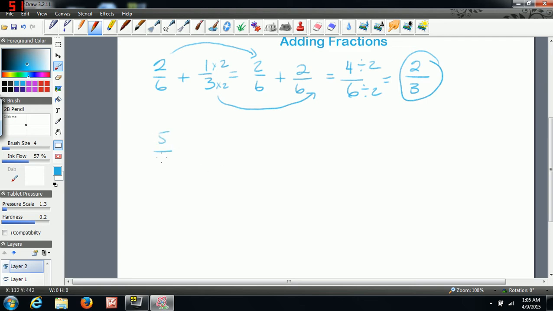What if we had 5 over 4 plus 3 over 9? Now in this case, neither of these numbers are multiples of each other, so I have to find the lowest common multiple of these two numbers. So for 4, I list some multiples first. So I do 4 times 1, which is 4, 4 times 2 is 8, 4 times 3 is 12, 4 times 4 is 16, 4 times 5 is 20, 4 times 6 is 24, 4 times 7 is 28.